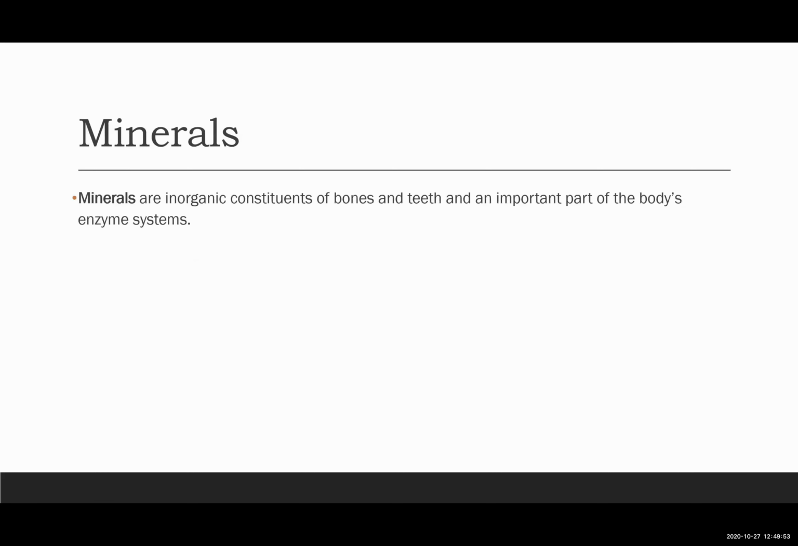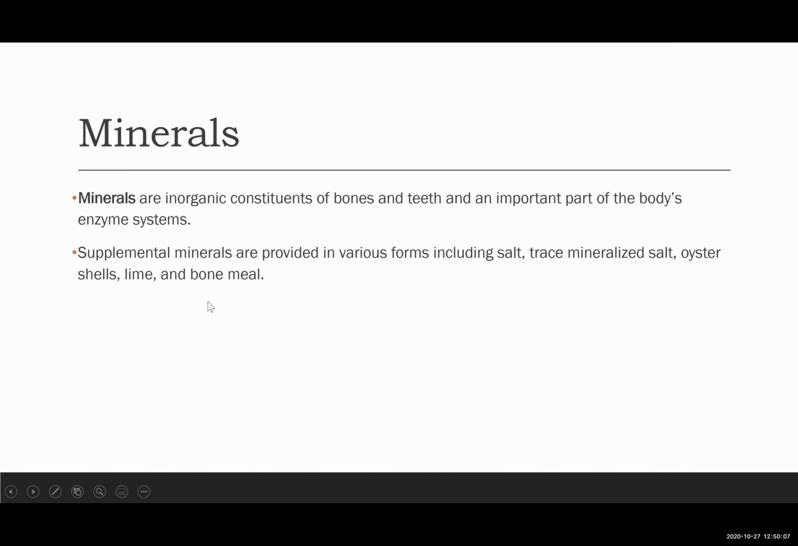Then we have minerals. They are inorganic constituents, as TR said. They make bones, teeth, and other parts, and work in enzymatic systems. They're provided in various ways, including salts, as well as oyster shell, which is high in calcium, lime, or even bone meal. Bone meal is a byproduct of the animal science industry where they take excess bone, grind it up, break it down, and dry it out, so it can be used as a powder to supplement minerals back into the feed source.